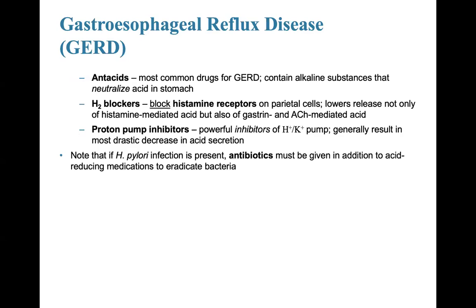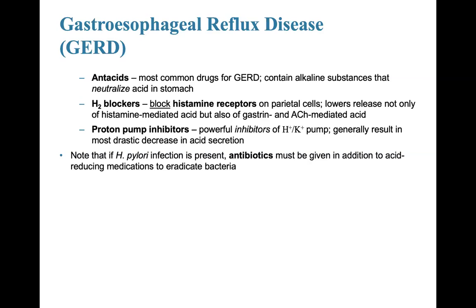Antacids are the most common drugs used for GERD. They contain alkaline substances that neutralize the acid in the stomach. Hydrogen blockers will block histamine receptors on the parietal cells, which lowers the release not only of histamine-mediated acid, but also that of gastrin and acetylcholine-mediated acid. And then finally, we have your proton pump inhibitors. These are powerful inhibitors of the proton pump. Generally, they result in the most drastic decrease in acid secretion, and this would be something like Prilosec.